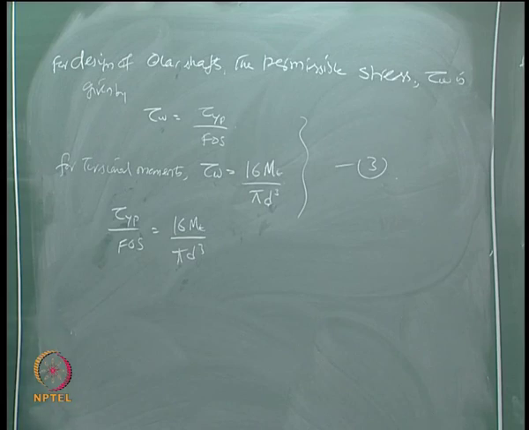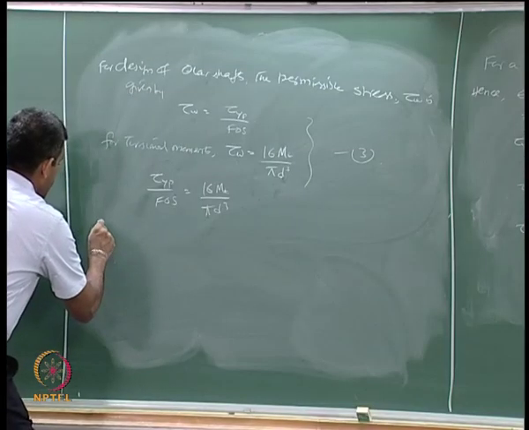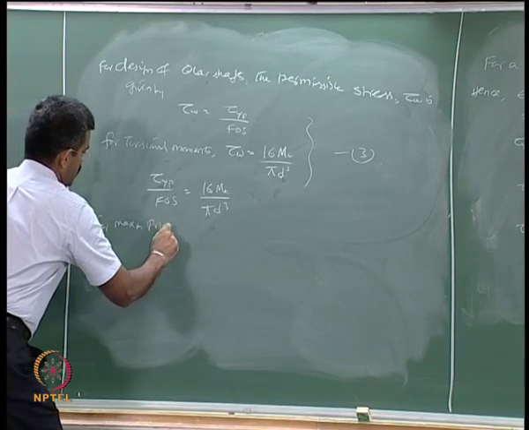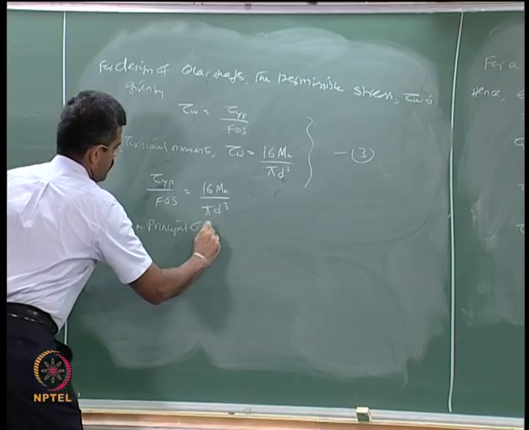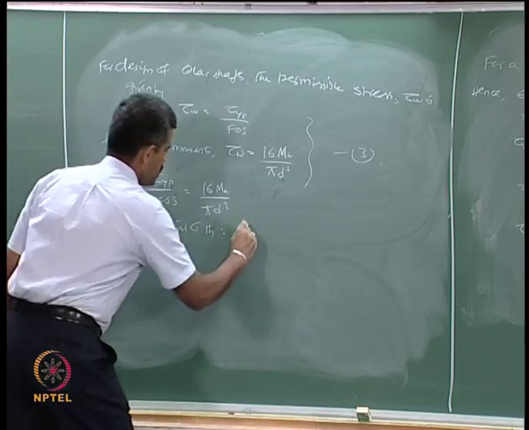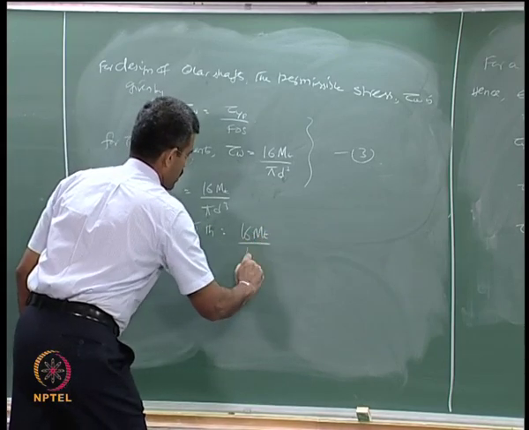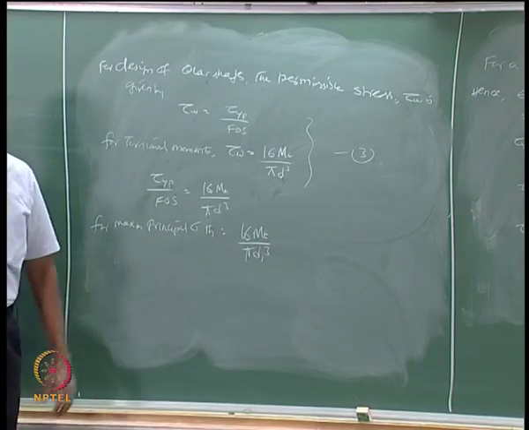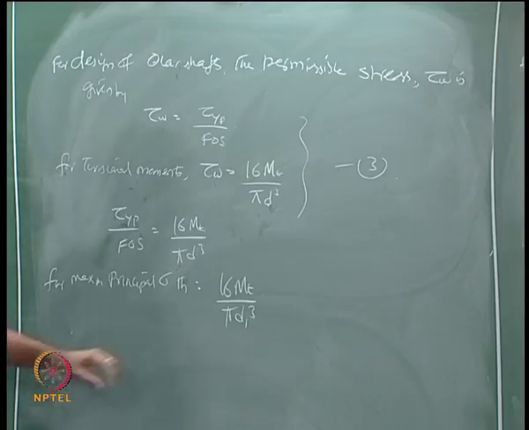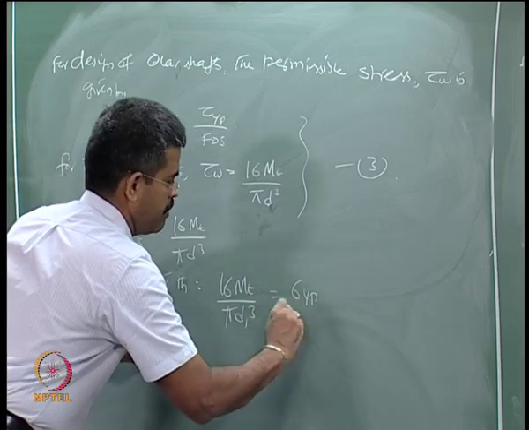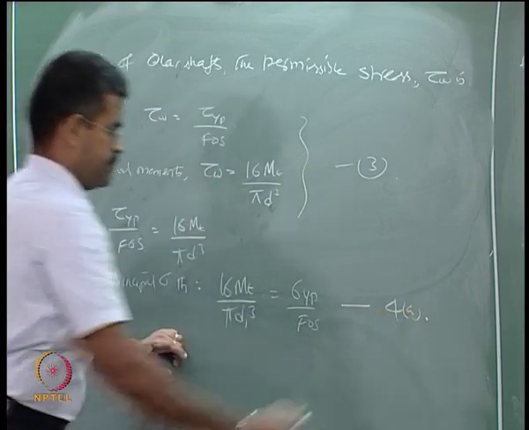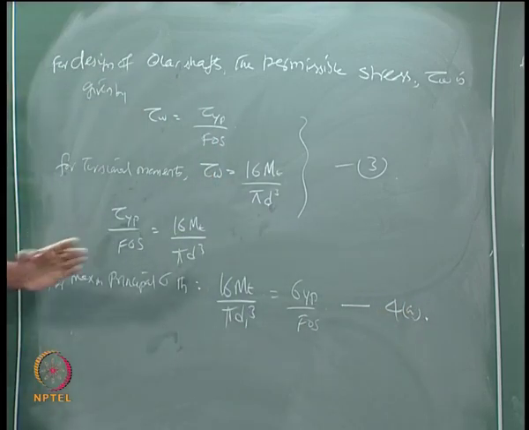So let us write down the equations first. 16 mt for maximum principal stress theory: 16 mt by pi d1 cube is sigma yp by factor of safety. I call d1 just for my understanding. I call this equation 4a. Is it okay?